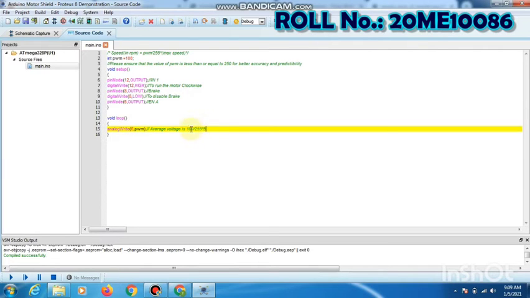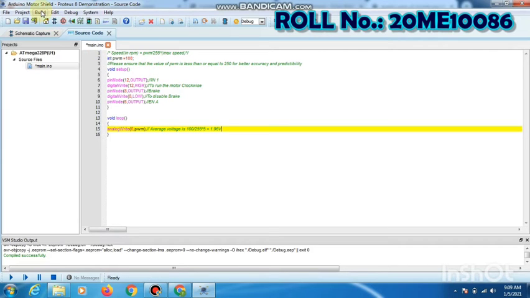Here you can see, as the PWM I have initialized to 100, the average voltage would be 100 divided by 255, since there are 255 PWM values in total, times the maximum voltage, that is 5 volts here. I have calculated it and it comes to roughly 1.96 volts.